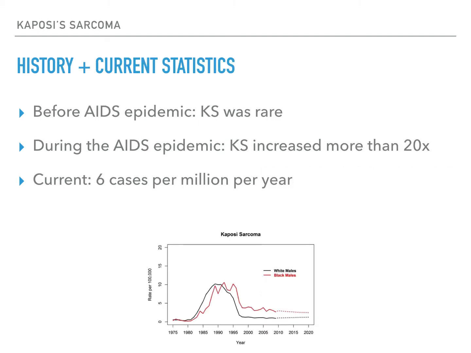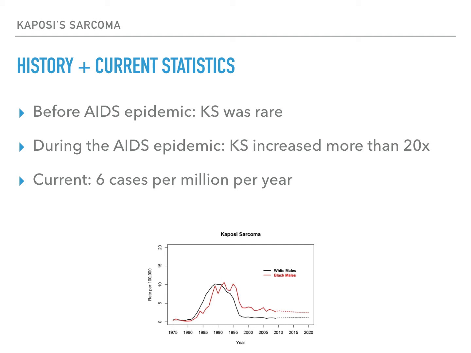History and current statistics in the United States. Before the AIDS epidemic, KS was rare. There were only 2 new cases in every million people a year. These cases tended to be either classic KS or transplant related. Yet, when the AIDS epidemic struck in the 1990s, this number increased to 47 cases per million people per year.